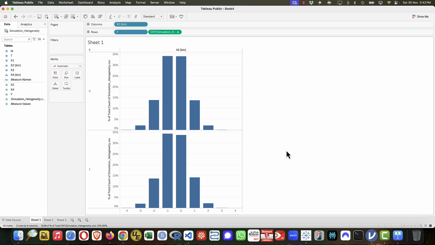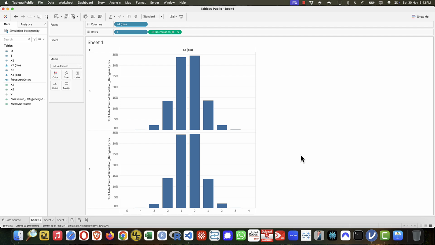Okay, so in the upper panel, we have the distribution of x2 when t is equal to 0. And it's about the same as when t is equal to 1. So the distribution of x2 is also the same across the two treatments. We can check x4 bin. Okay, and it's pretty much the same story. So graphically, we didn't see anything that questions the assumption that this data was generated by an experiment.